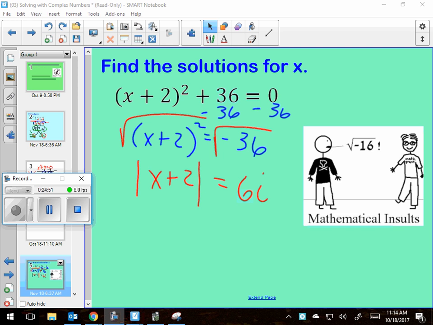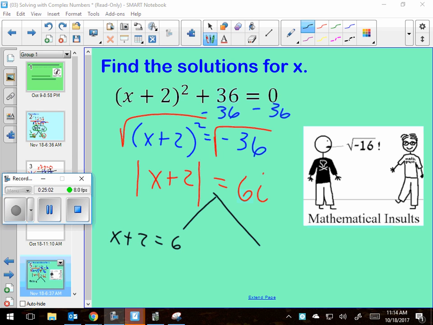Okay, let's see if you did it right. You break it in 2. The first one, you copy exactly what you see, but no bars. X plus 2 equals 6i. And then the other one's identical, except it's got a negative. X plus 2 equals negative 6i.